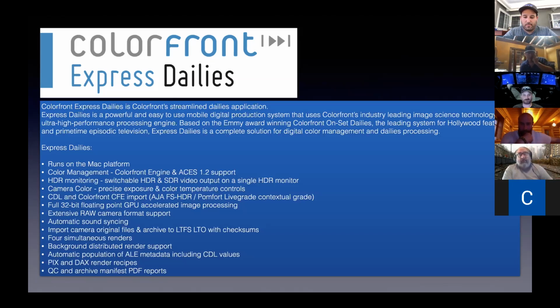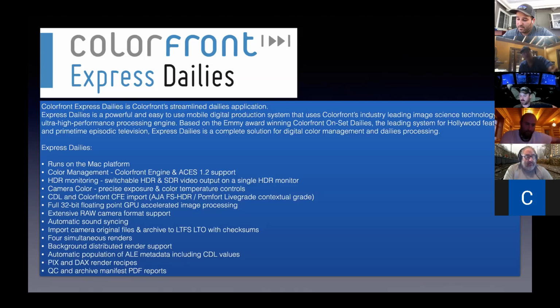When you're using the Colorfront engine, there's what I call a node, because it would be a node in Onset Dailies, but there's a function called the camera color node that gives you precise exposure and color temperature controls, which are kind of unique. Because it's color managed, it's able to invert into scene linear and perform color temperature, tint and exposure controls just as if it were in the camera, and then revert back into the working color space. Very, very cool. And we import CDLs and Colorfront CFE files, and I'll talk about that a little bit later.